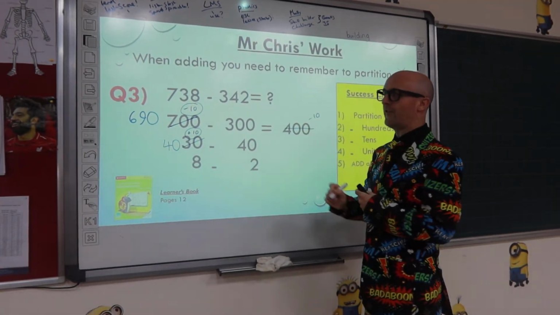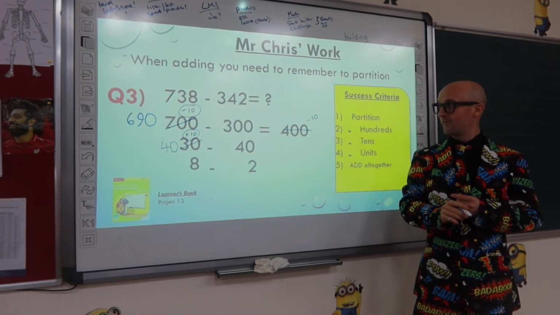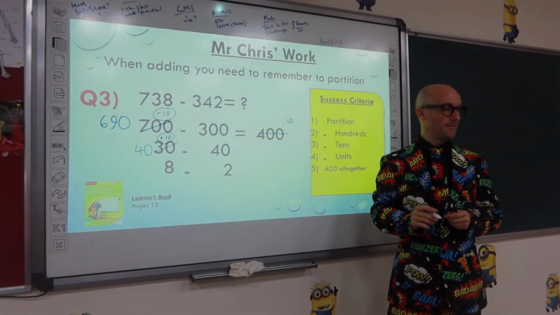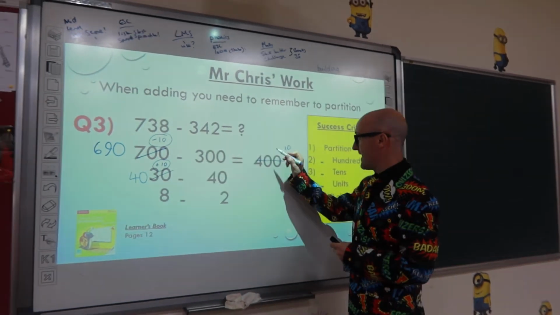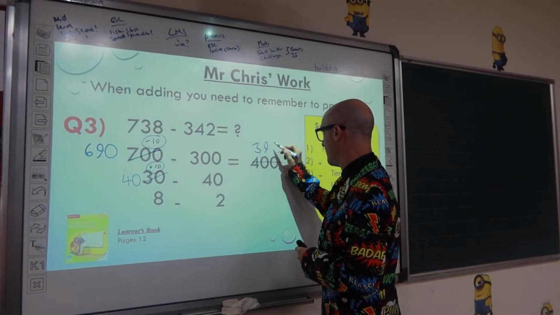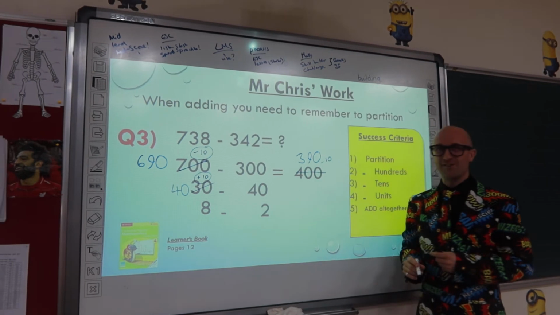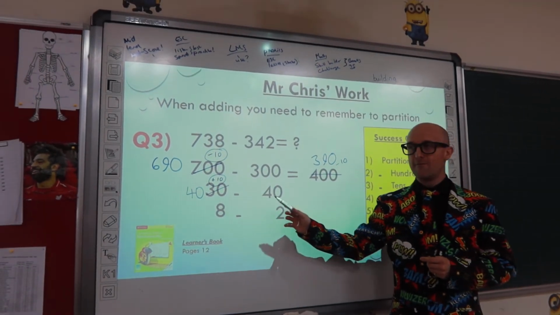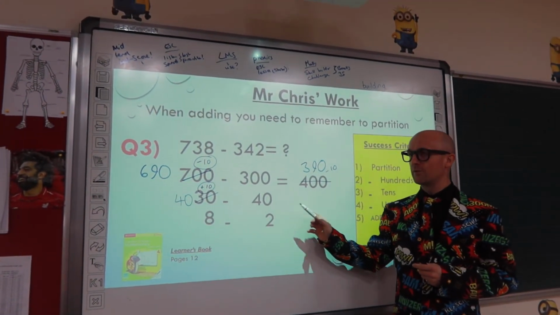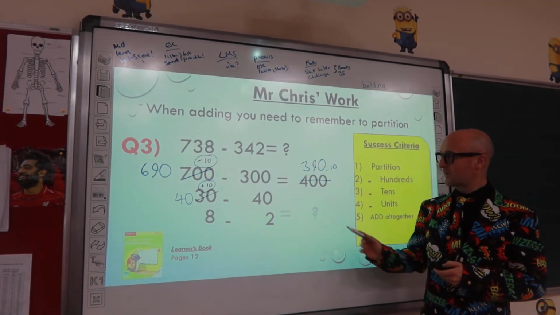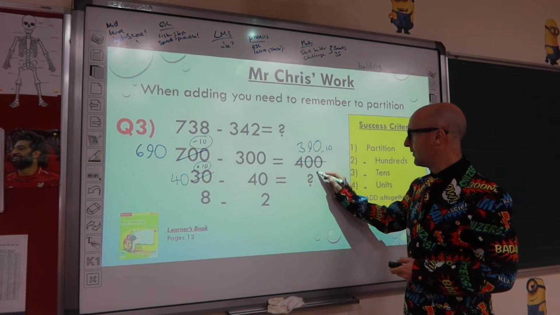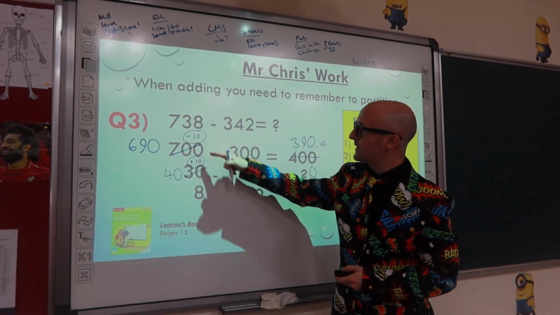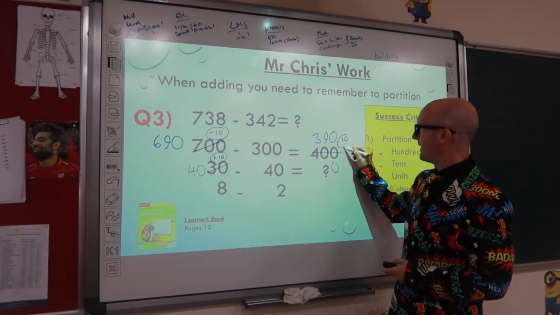And I can now take 10 away from my answer. What's 10 away from 400? 390. I'll let you off, it's Friday morning. 390. So now, 40 minus 40 equals what? Because we didn't know before. Equals 0. Well done. So this is why you need to do your workings out so you know what's happening.